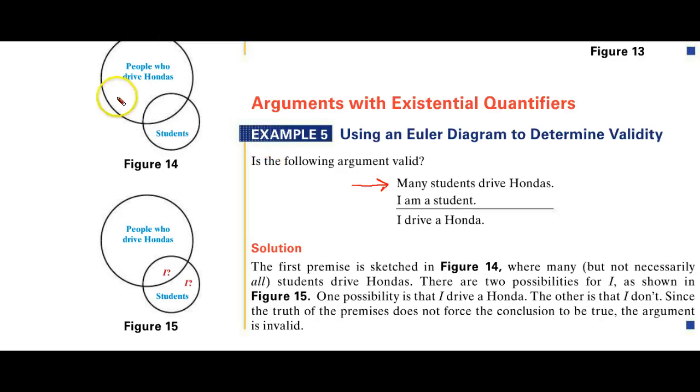So in our first circle, we're going to make people who drive Hondas. This would be a major group. A subgroup of it would be students. Not all people are students, but there is a connection. Now, where do I put the I, which is myself, the student? Do I drive a Honda or do I not? The uncertainty of where you would place the I makes this argument invalid. And again, more detail there.